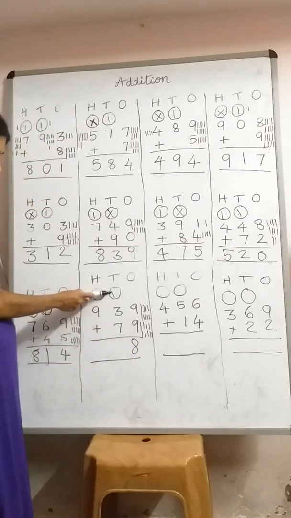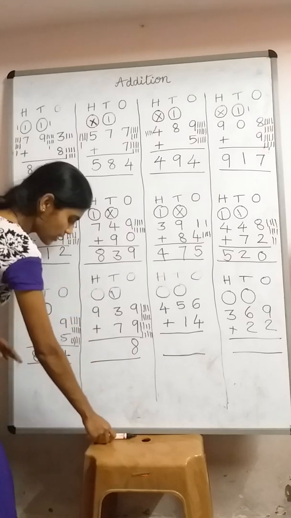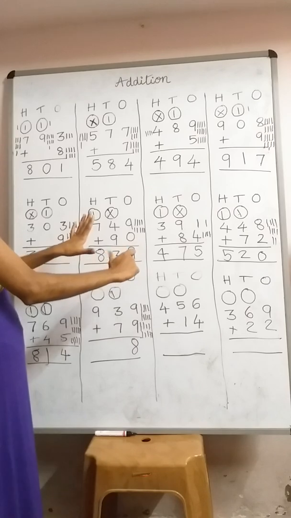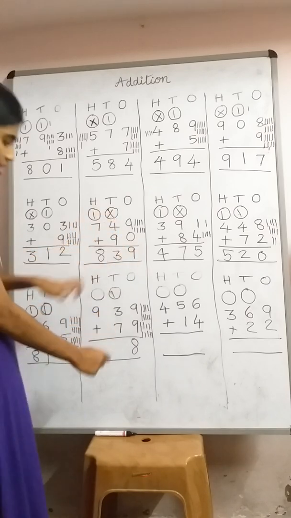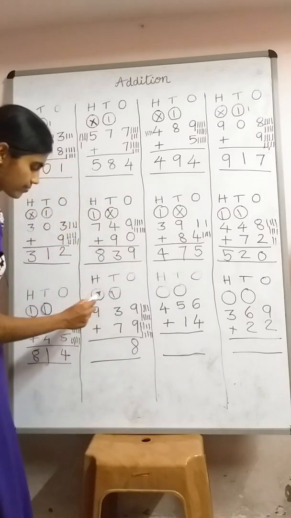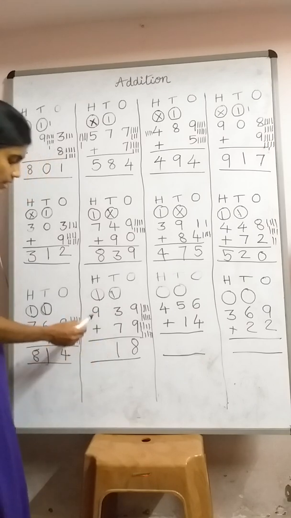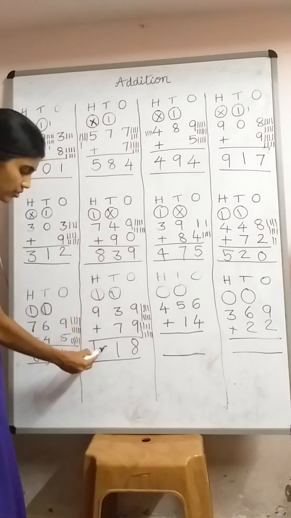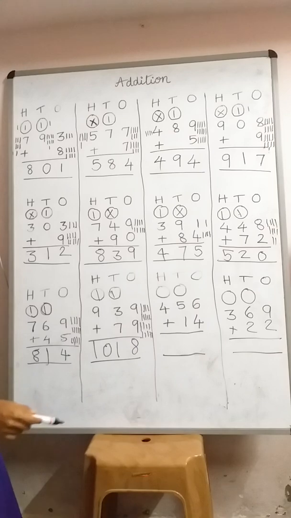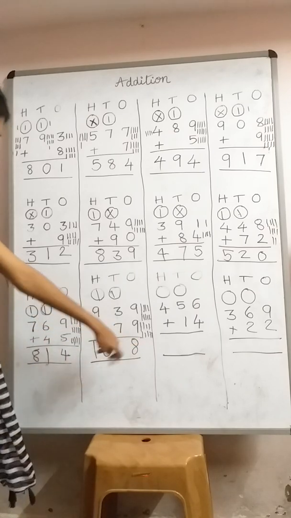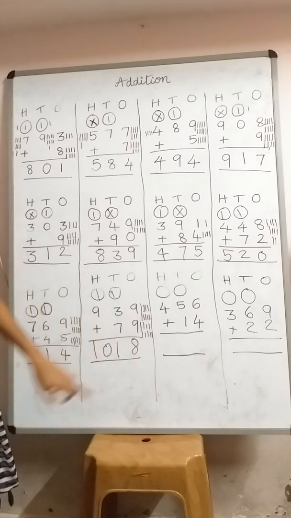Say 3 plus 1 is 4. 4 plus 7 is what? 5, 6, 7, 8, 9, 10, 11. 9 plus 1 is what? 10. So our answer is what? 1018. That is 1018. Very good.